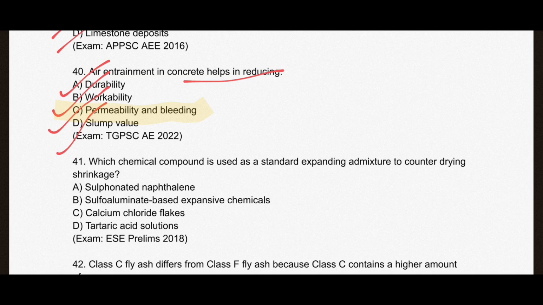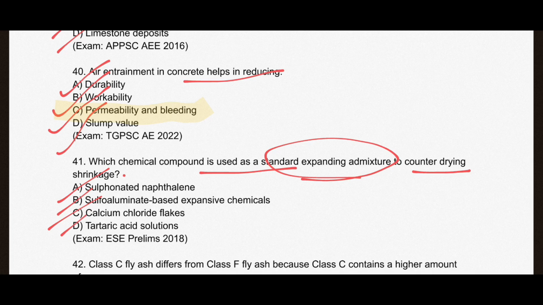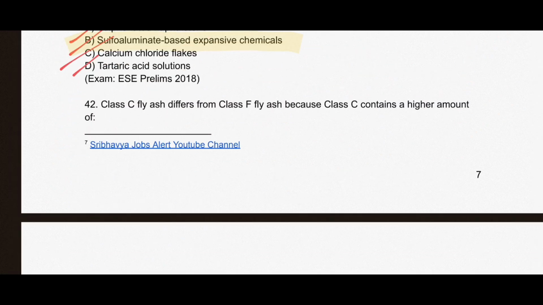41st question. Which chemical compound is used as a standard expanding admixture to counter drying shrinkage? Option A sulfonated naphthalene, option B sulfo aluminate based expansive chemicals, option C calcium chloride flakes, and option D tartaric acid solutions. So the answer is option B, that is sulfo aluminate based expansive chemicals are used as the standard expanding admixture in order to counteract drying shrinkage అన్నమాట.